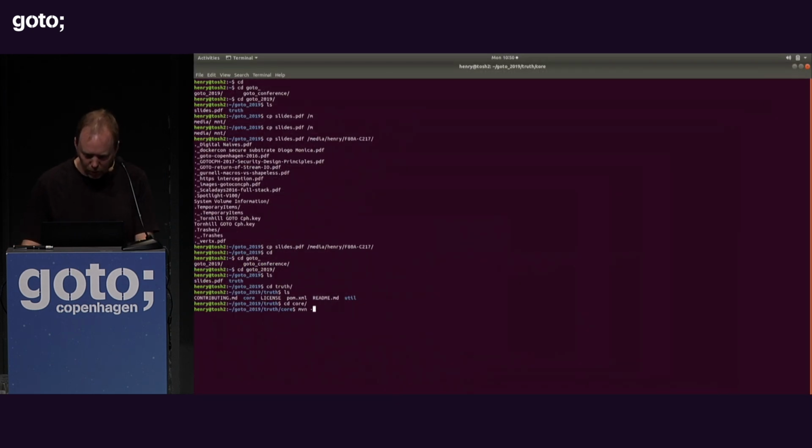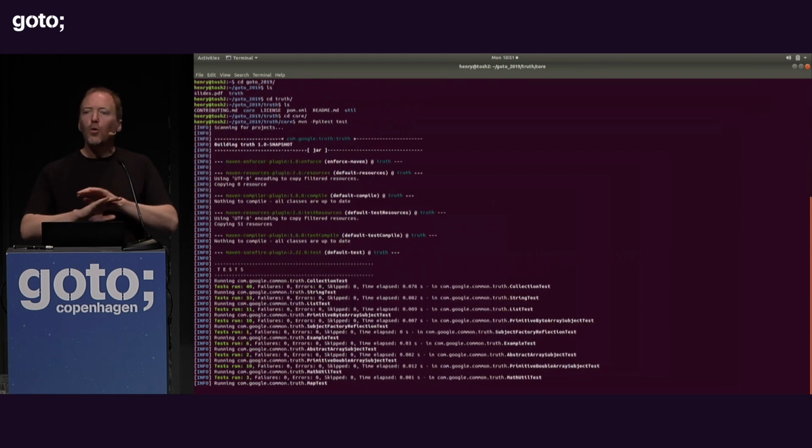So PiTest has a Maven plugin. I've just bound it to a profile called PiTest. I've misspelled test. Off we go. Talk among yourselves.